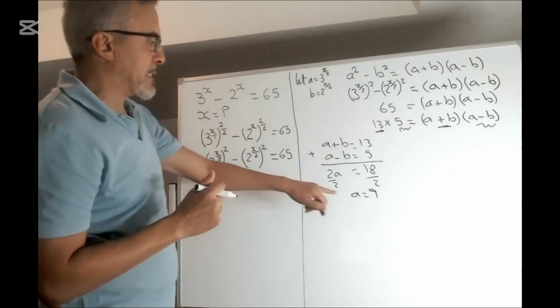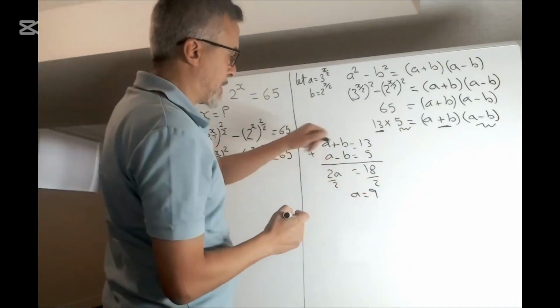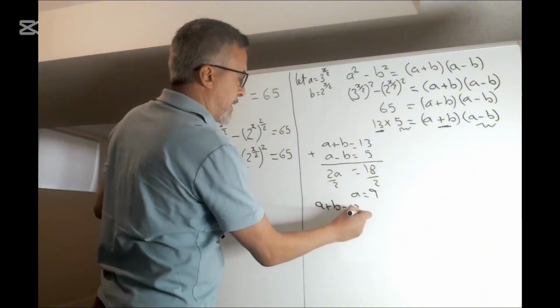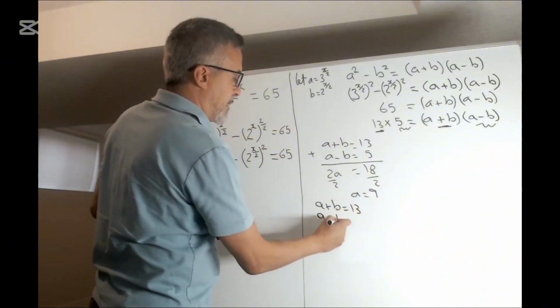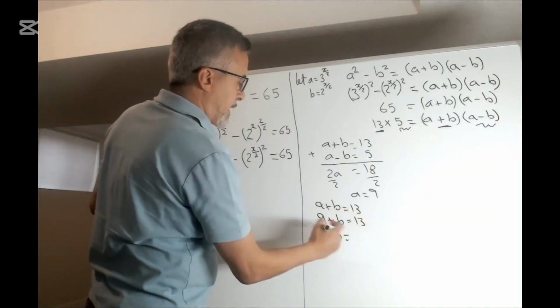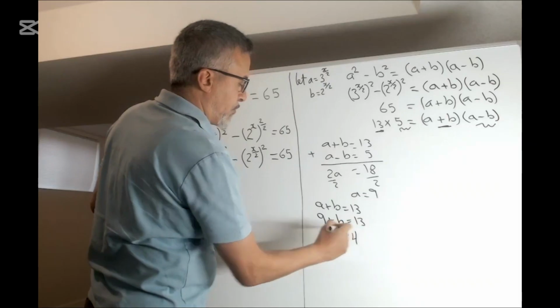Now, if a equals 9, I'm going to sub the 9 back into one of these equations. So I'm just going to sub it into the top one, a plus b equals 13. If a is 9, plus b equals 13, now b would equal, take away 9 from both sides, you'll get b to equal 4.